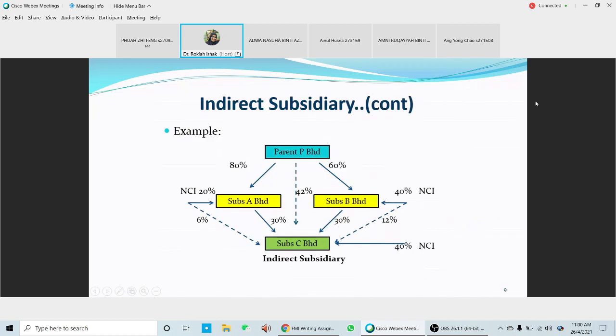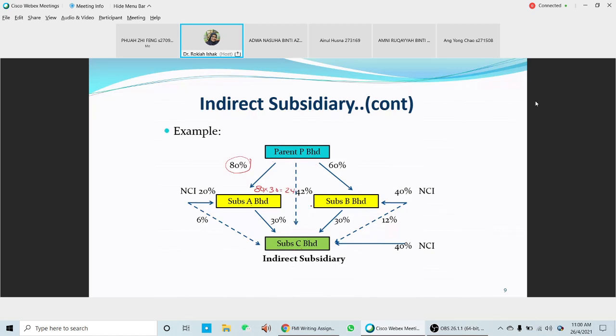So try to look at these examples here. Okay, parents. Look at subsidiary A first. Parent has 80% in subsidiary A, and then subsidiary A has 30% in C. So through A, parents are going to have 80 times 30, which gives you 24.